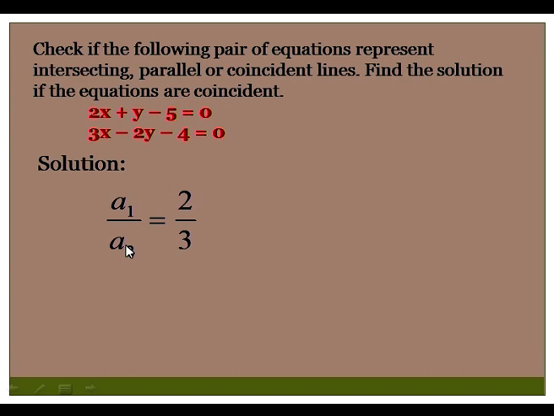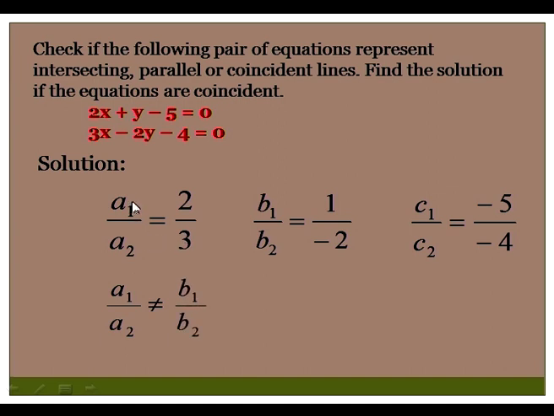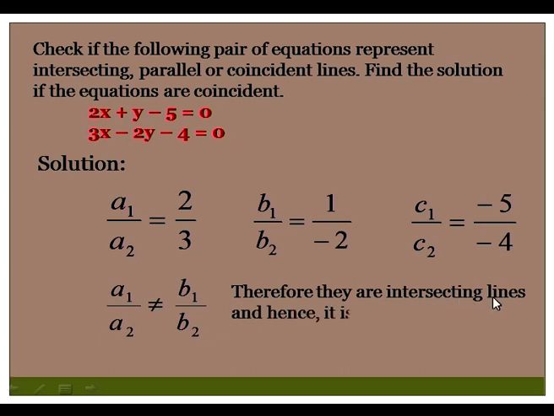So, when we are comparing, the ratio a1 by a2 is equal to 2 by 3 and b1 by b2 is equal to 1 by minus 2 and c1 by c2 is equal to minus 5 by minus 4. So, what do we observe? We observe the ratio of a1 by a2 is not equal to b1 by b2. Therefore, we can say that the lines are intersecting lines and hence it is a consistent pair of linear equations.